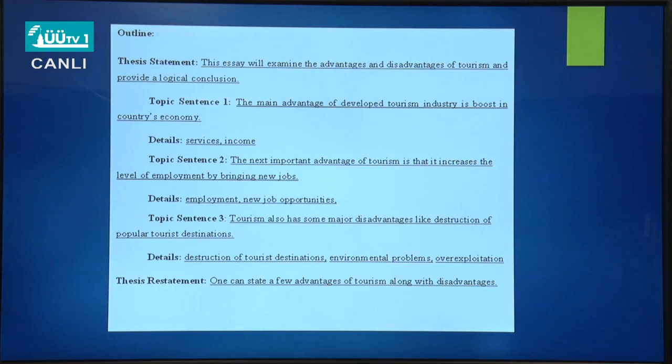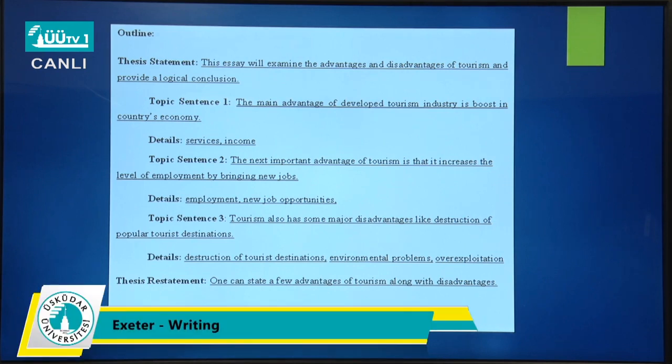What is our thesis statement? This essay will examine the advantages and disadvantages of tourism and provide a logical conclusion. We have three topics. Number one, the main advantage of a developed tourism industry is in the country's economy. Second one, the next important advantage of tourism is that it increases the level of employment by bringing new jobs. And the last one, it is not an advantage, it is a disadvantage.